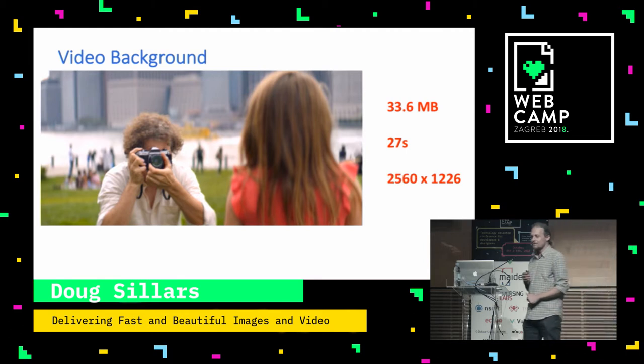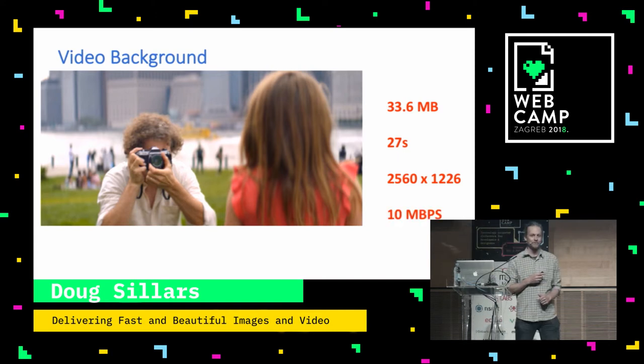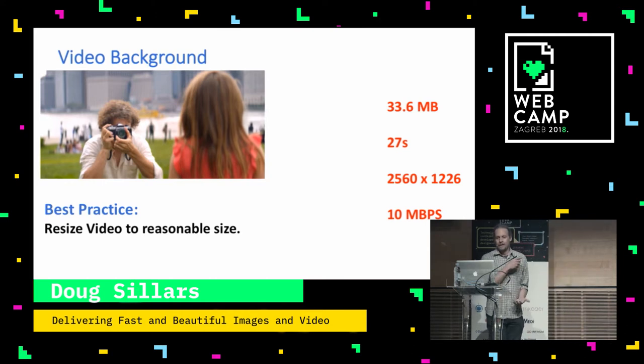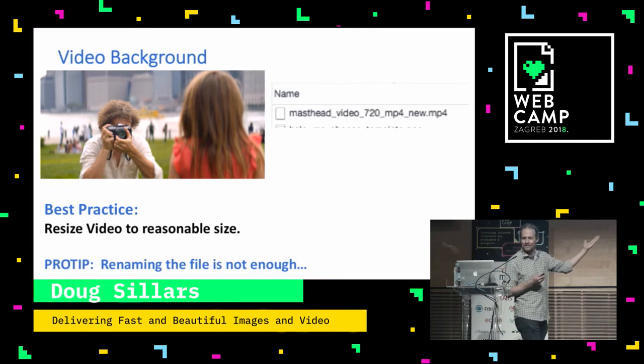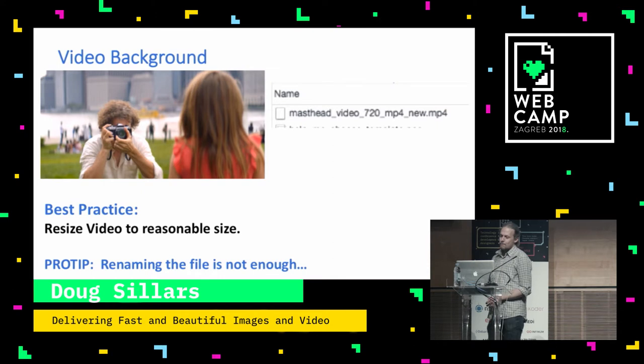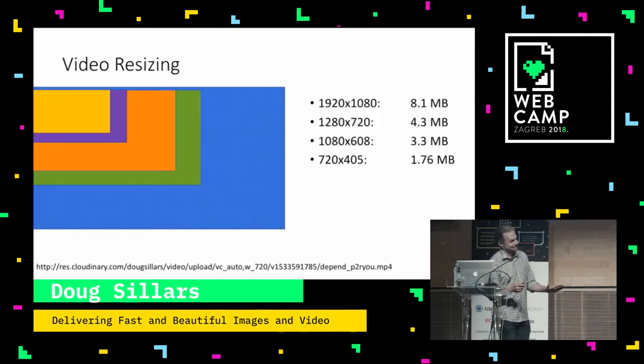However, this background video is 33 megabytes, it's 27 seconds long, and it's 2,500 by 1,200 pixels, which is really, really large. 10 megabits per second. So best practice, resize this to a reasonable size for desktop and for mobile. Pro tip, renaming the file to 720p does not actually make the video 720p.